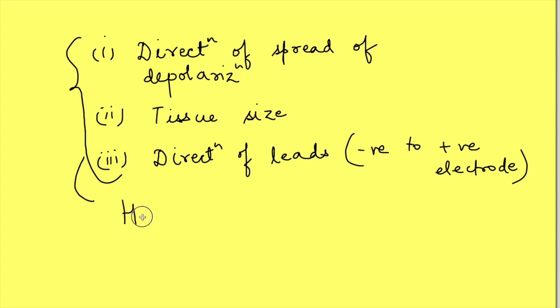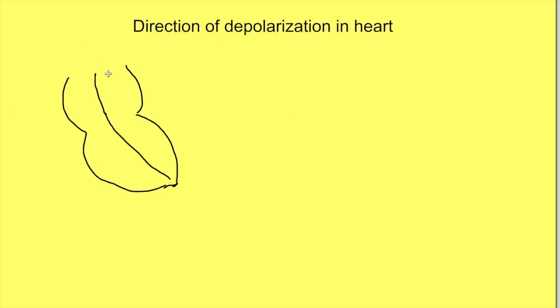Now let us bring this concept to the heart. So first let us see the direction of depolarization in the heart. The impulse starts from the SA node, moves to the AV node, depolarizing atria in between, because the signals will spread via gap junctions in atria. But if we see the average direction of depolarization when atria is getting depolarized, it will be like this.